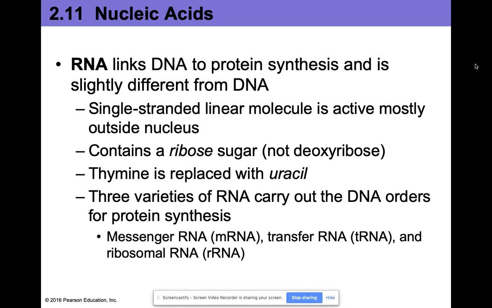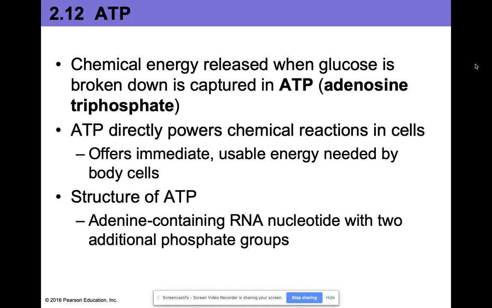Okay, we have three different varieties of RNA. We have messenger RNA, which is mRNA, transfer RNA, which is tRNA, and ribosomal RNA, which is rRNA. rRNA you won't hear about all that often because it's also called a ribosome. It helps to make up a ribosome. All of these are important for protein synthesis.